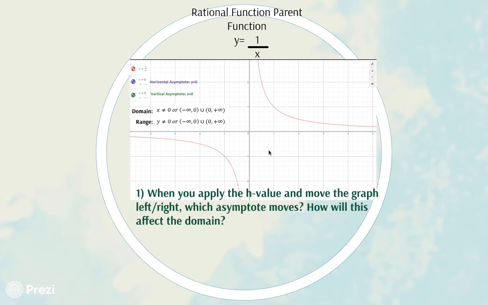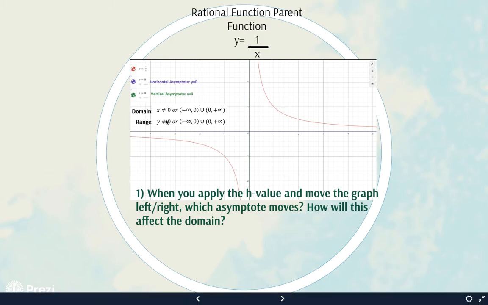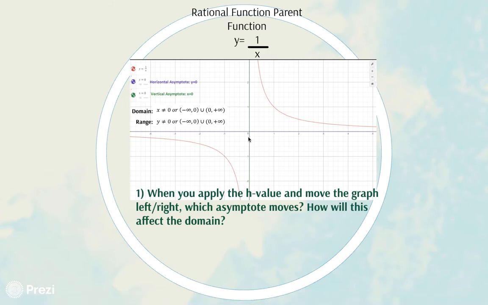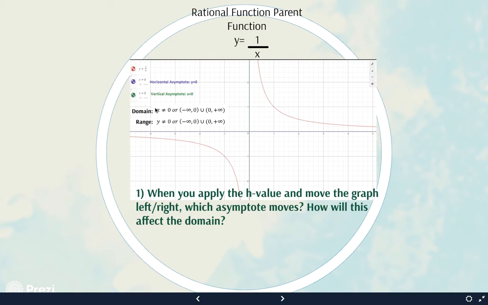So our vertical asymptote is going to be x equals our h value, which is pretty cool. It will also affect the domain, since the domain directly relates to this vertical asymptote. The asymptote moves to our h value, so the domain will not be able to equal whatever the h value is.